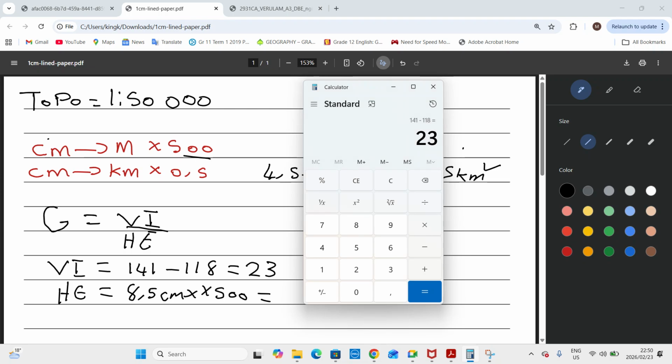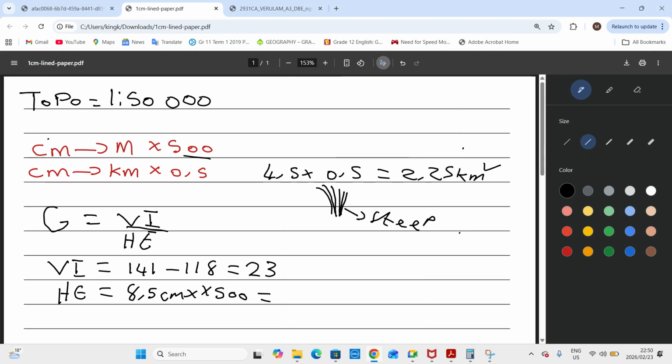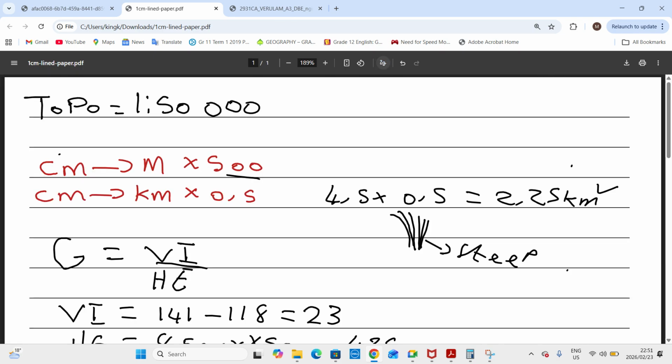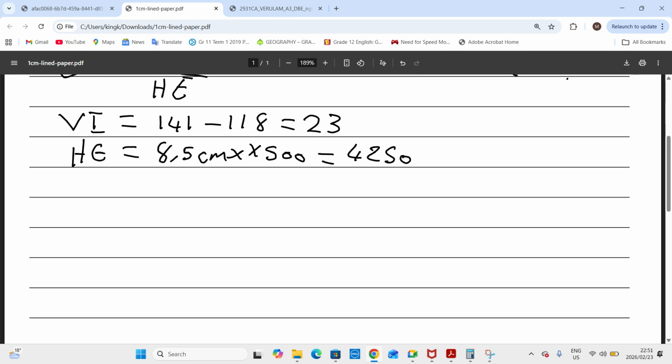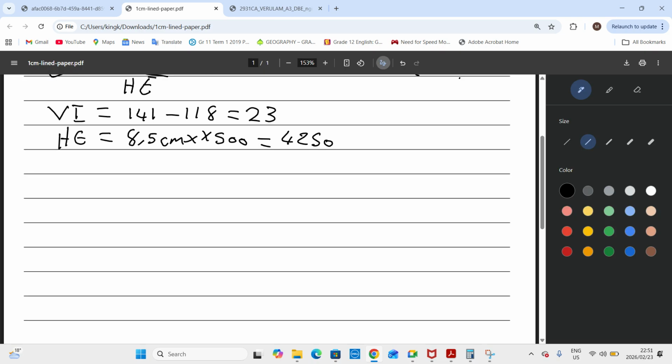So what is our answer here? Our answer is 8,5 times 500, which will give you and I 4,250. Now, what do we do from here? We will then go on to put these two on a division line, just like this.